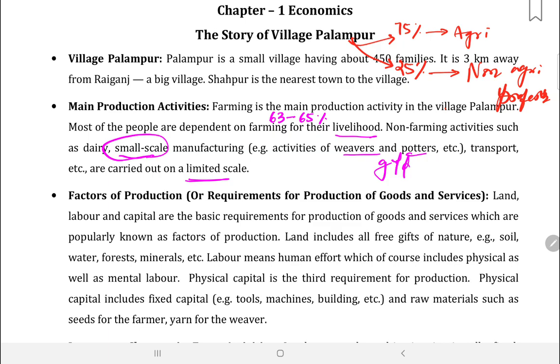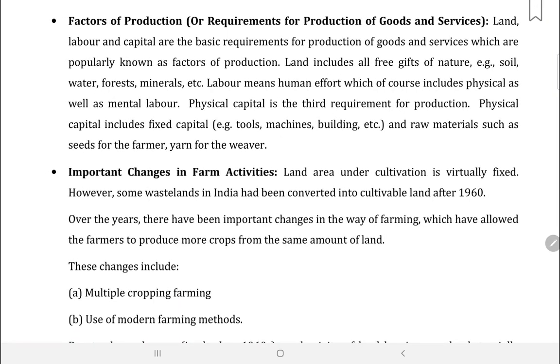Next, factors of production. This is very important, and not only very important, it's the most important topic in this chapter. Land, labor, and capital are the basic requirements for the production of goods and services. Just make sure you don't forget it. These are popularly known as factors of production.